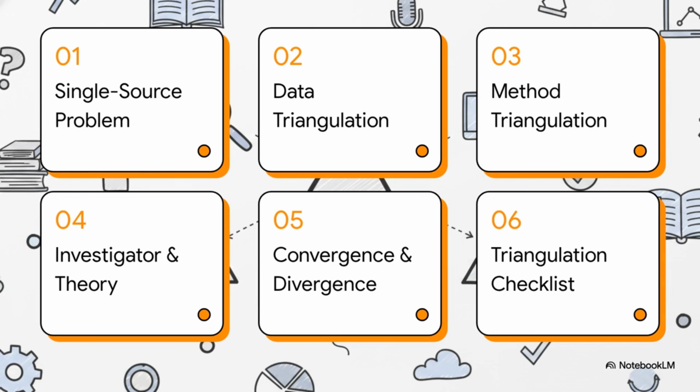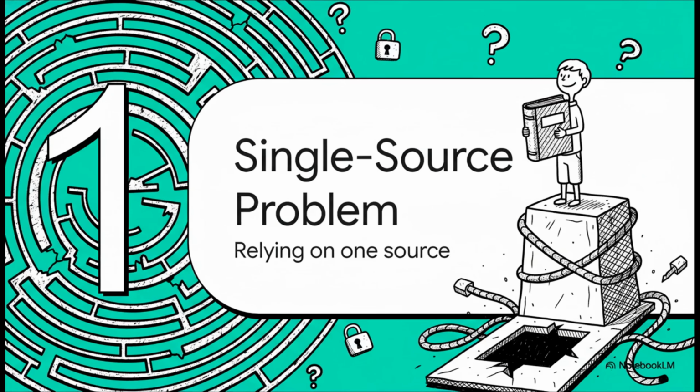So, here is our roadmap for today. We'll start by diagnosing the single source problem. Then we'll explore data, methodological, investigator, and theory triangulation. After that, we'll look at convergence and divergence. And finally, we'll wrap up with a practical triangulation checklist. All right, let's dive right into Section 1, the single source problem.